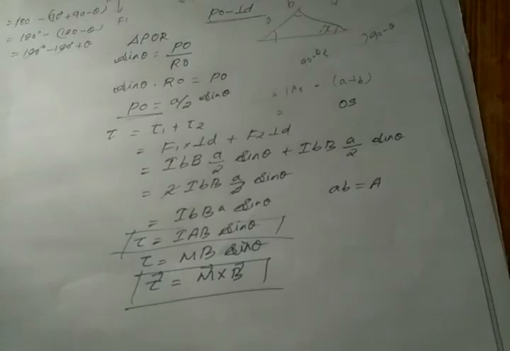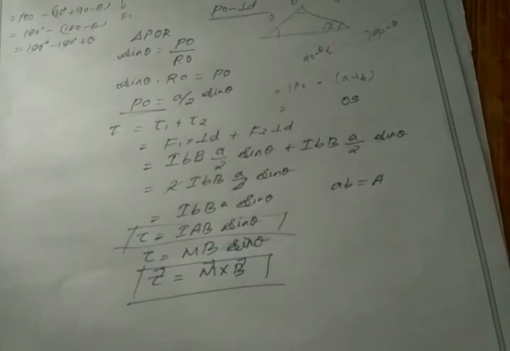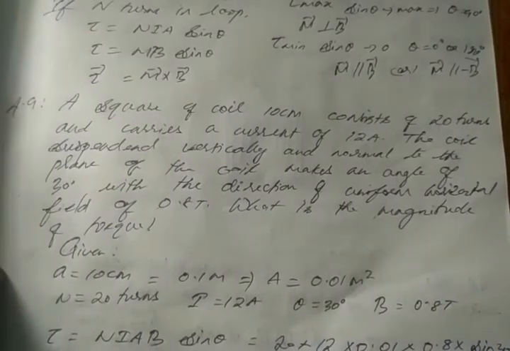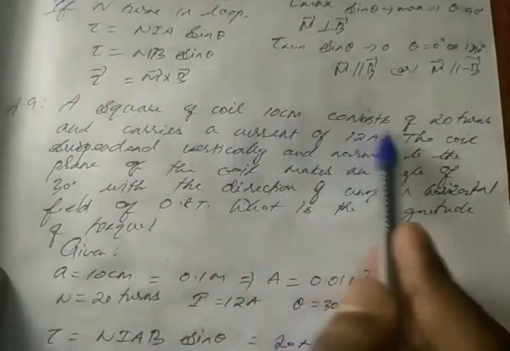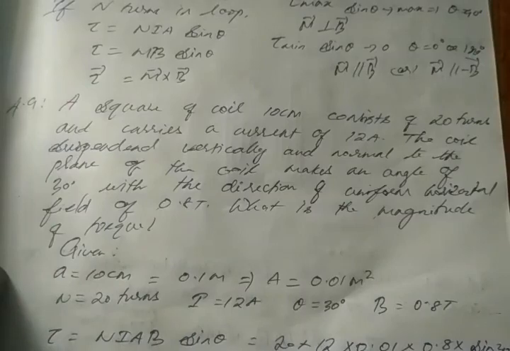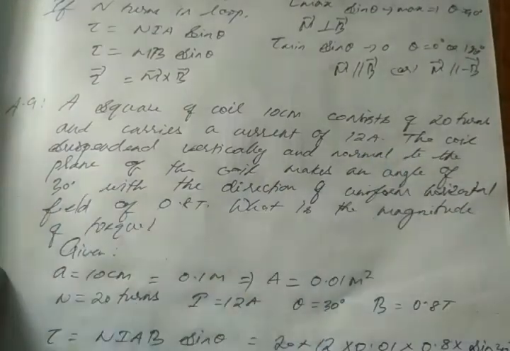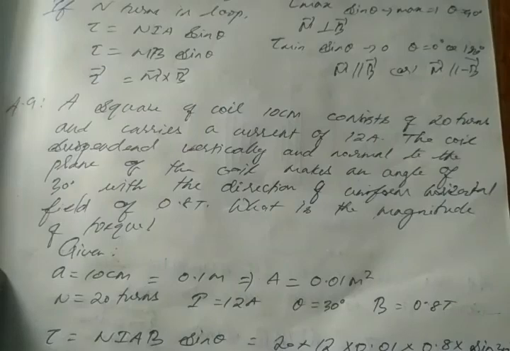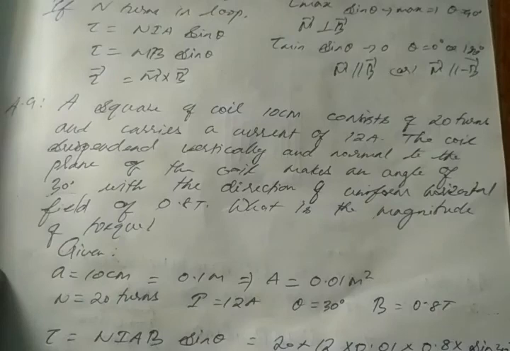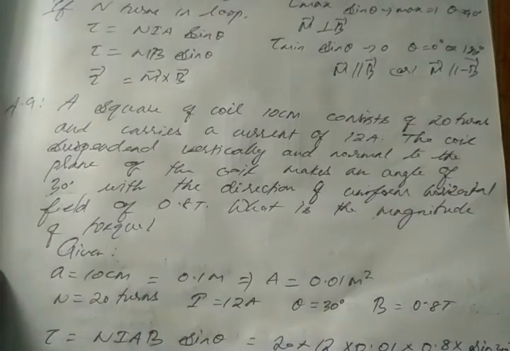Clear? So this is the equation when the area of the loop is inclined at an angle theta with the magnetic field. Clear? In the NCERT book, exercise number 4.9: a square coil of 10 cm side consists of 20 turns. So if it is given 20 turns, then we have to multiply the equation by n, the number of turns. It carries a current of 12 ampere. The coil is suspended vertically and the normal to the plane of the coil makes an angle of 30 degrees with the direction of a uniform horizontal magnetic field of 0.8 Tesla. What is the magnitude of torque?